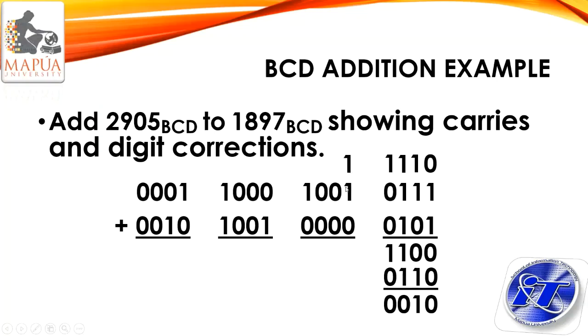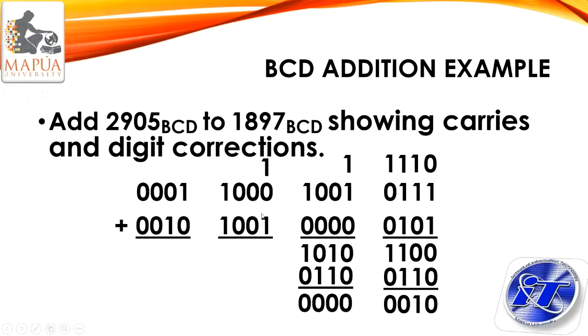So add 1 plus 1, 0, carry 1. Then 1 plus 0, 0 is 1, 0 plus 0, 0, and 1 plus 0 is 1. And again, this is more than 9. So therefore, we add 6. The result will be 0, 0, 0, carry 1.